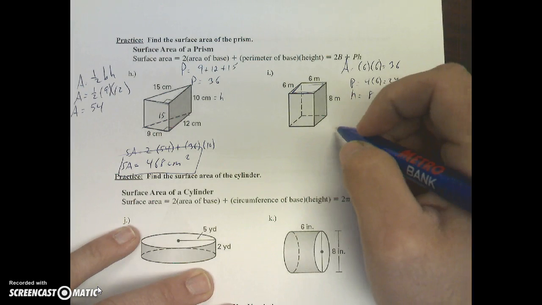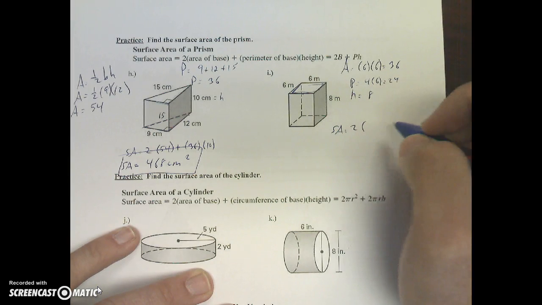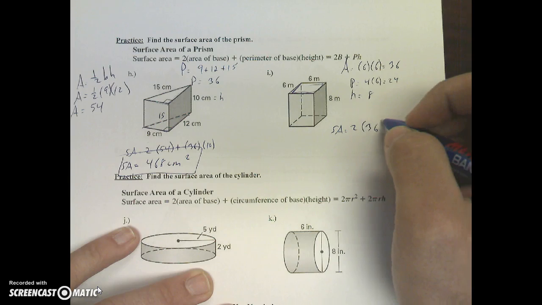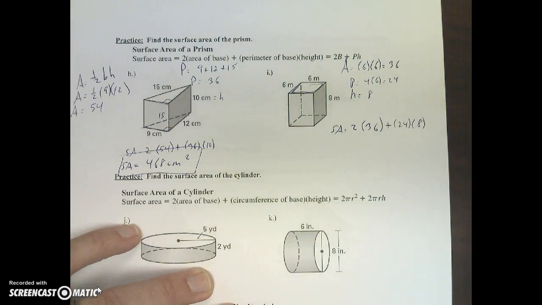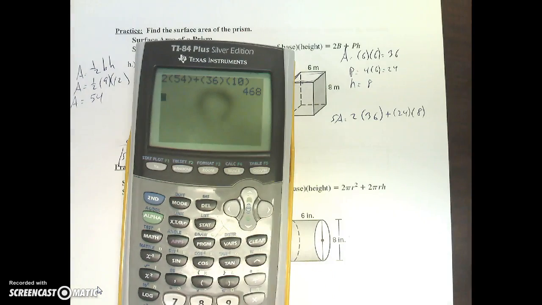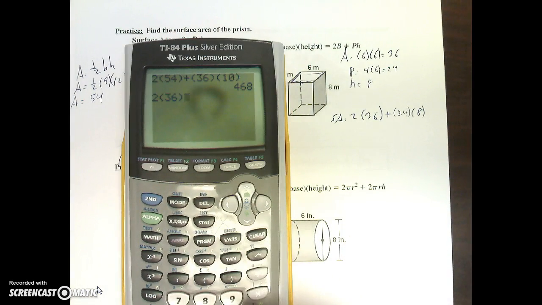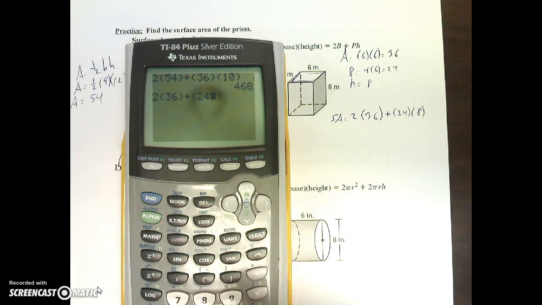Okay, let's plug everything into my formula. 2 times the area of my base, which is 36, plus my perimeter, which is 24, times my height, 8. Back to my calculator. I apologize, I'm going a little bit fast. I'm trying to get all these notes into one video for you guys.